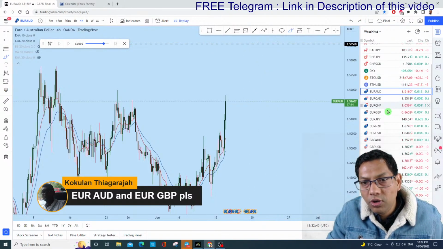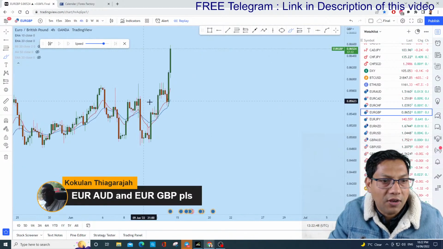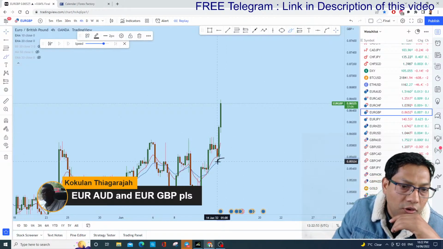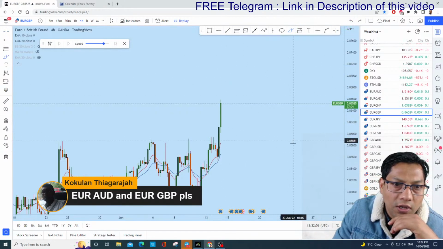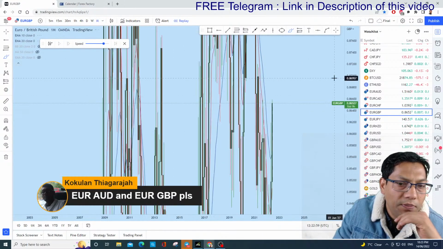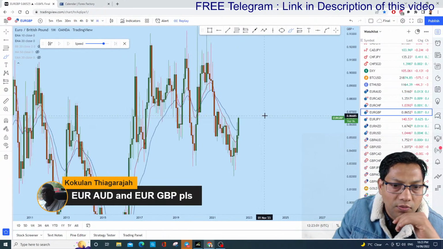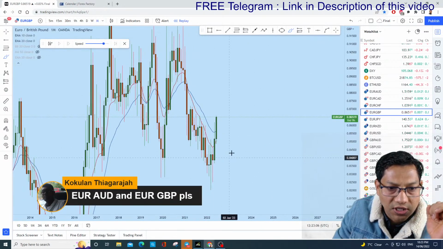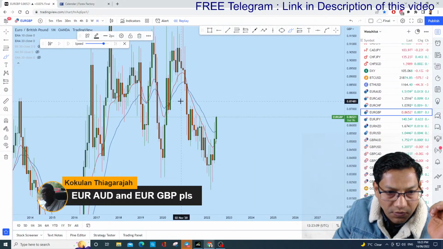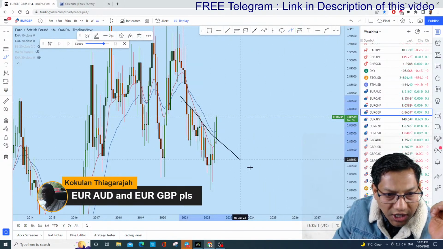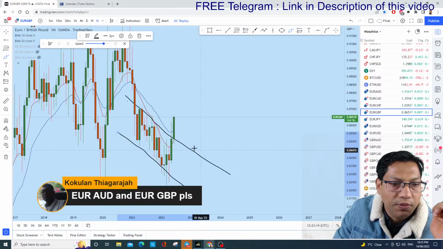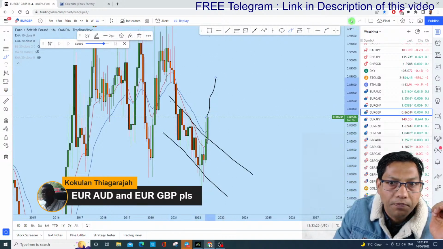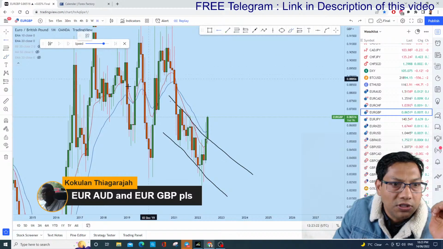So Euro AUD, Euro GBP, same kind of pattern. Euro GBP, after this test of the 20 period moving average on the 4 hour, we saw that the price strongly moved up. Overall it was a bearish market, but we saw that the trend has changed from this downtrend, and we see that this channel on Euro GBP has been broken. This is the monthly, and I think that it will go further up. It might come to this level.